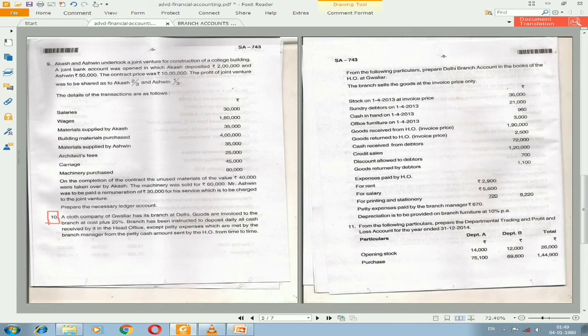And solve one more illustration, which is question number 10. This is the question which was asked in 2015.